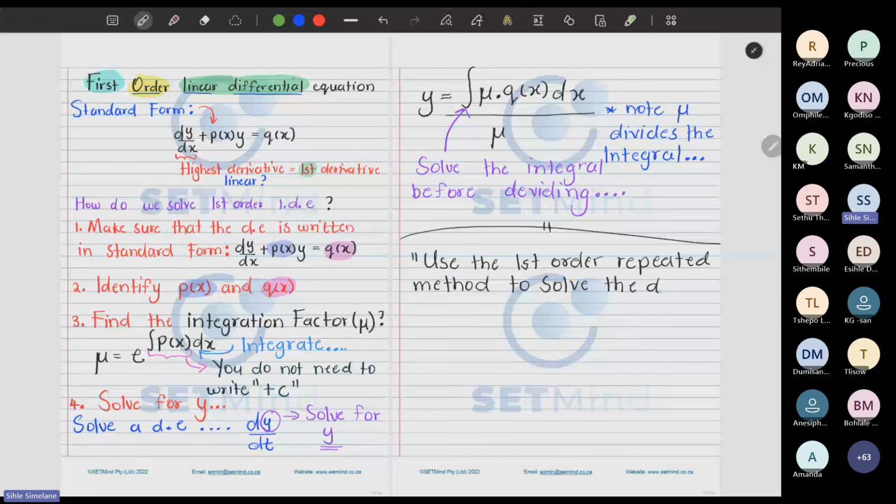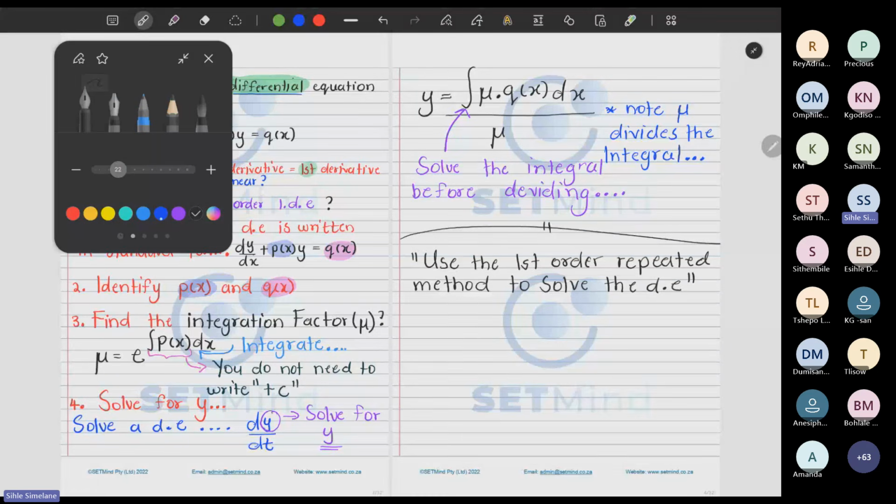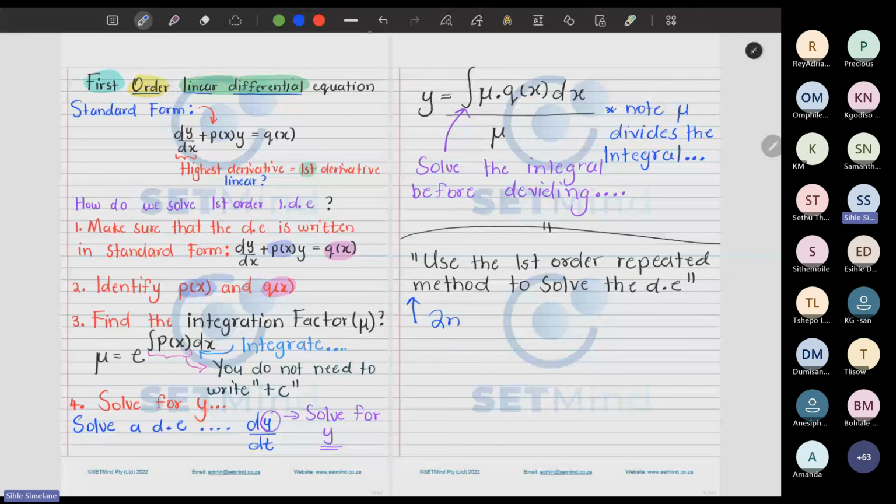differential equation. And whenever they use such words, guys, they can even give you a second order differential equation, but you still need to be able to solve it as a first order. So you can be given a second order DE that you need to solve as if it is a first order differential equation.